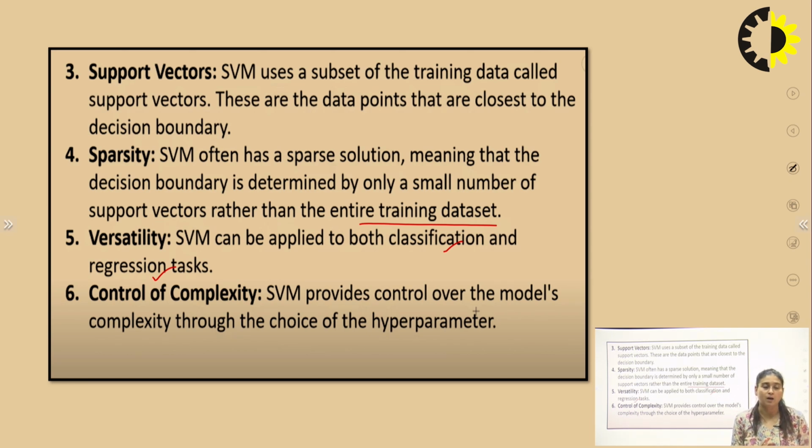In the introduction part, we discussed that it is also used for regression, and it gives very good results for regression. When we use it for regression, it is known as support vector regressor. Then control of complexity: it provides control over model complexity through the hyperparameters, where you can choose what to include and what not.